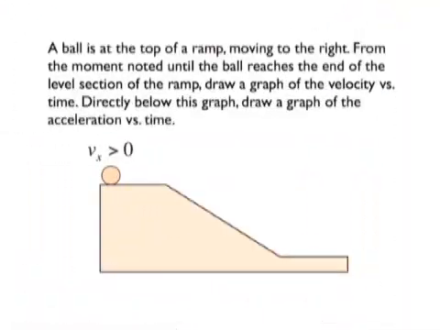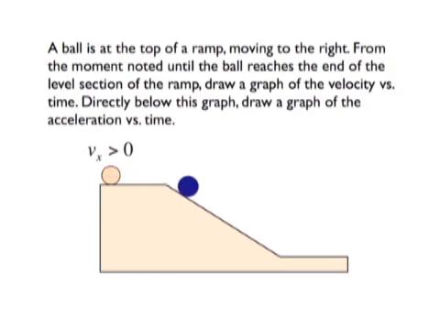I want to take a look at this problem right here. And what I want you to do is draw two graphs. Imagine this motion. Here's how it is. There's a ball at the top of a ramp. It's moving to the right. Positive velocity or negative? Positive. Okay, it's moving at a steady speed, and you know that.